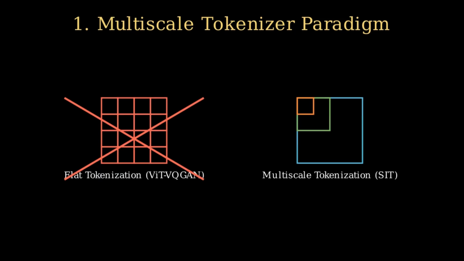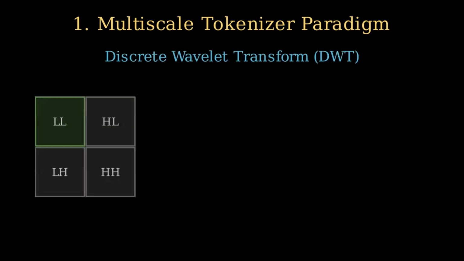Enter the multiscale tokenization paradigm, championed by SAT, as illustrated on the right. This approach dynamically allocates different patch sizes, larger patches for low-frequency structural information, and finer, smaller patches for high-frequency, sparse details. But how does SAT elegantly achieve this multiscale representation? The secret lies in the discrete wavelet transform, or DWT. By applying the Haar wavelet transform, the model effectively separates the image into multiple frequency bands.